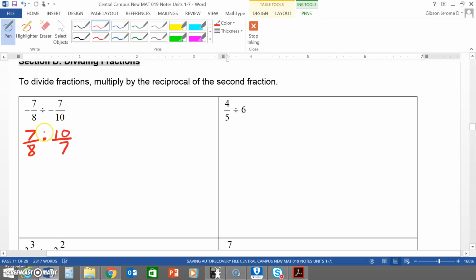Now we can simplify before we multiply. 7 and 7 both have 7 in common. So 7 goes into 7 once. 7 goes into 7 once.